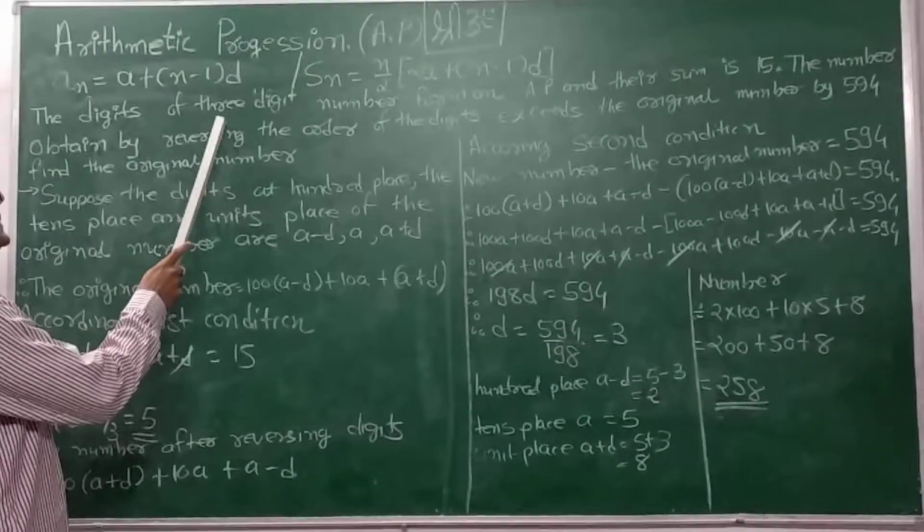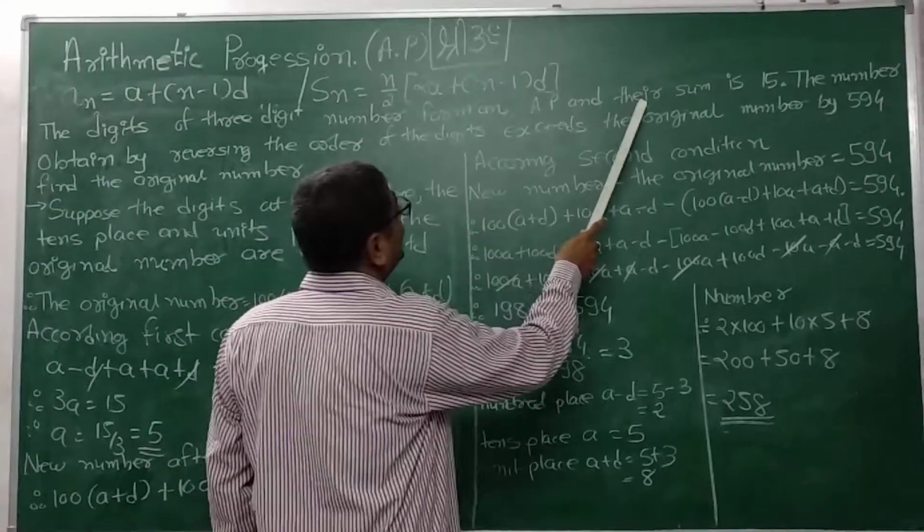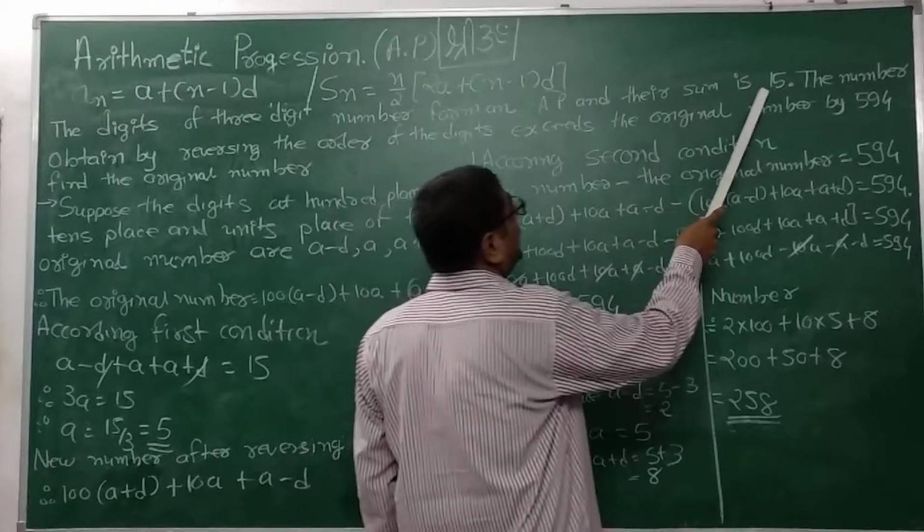The digits of a 3-digit number form an AP, and their sum is 15.